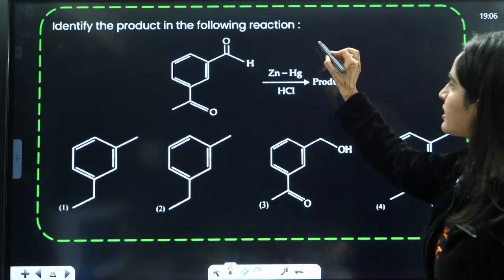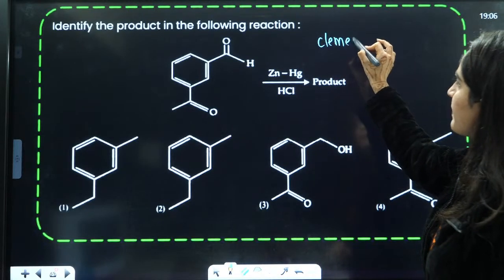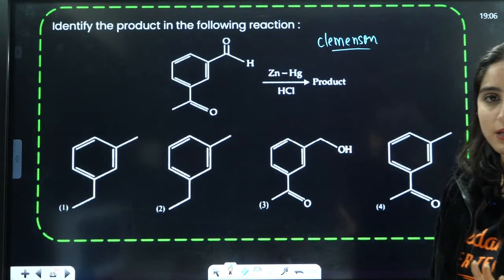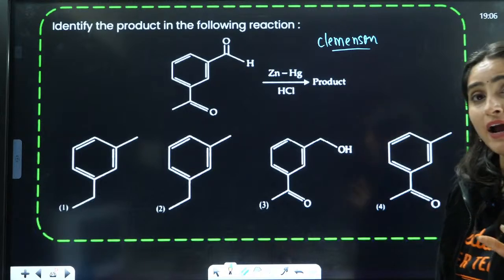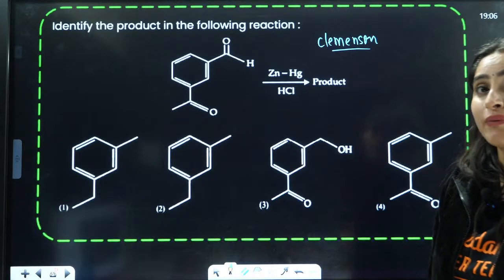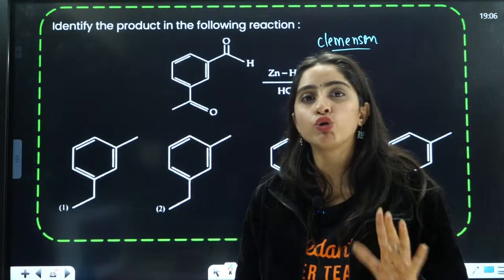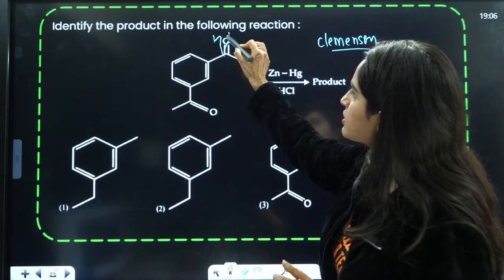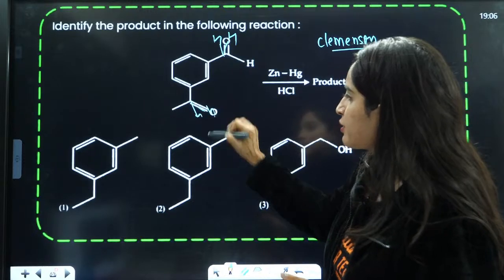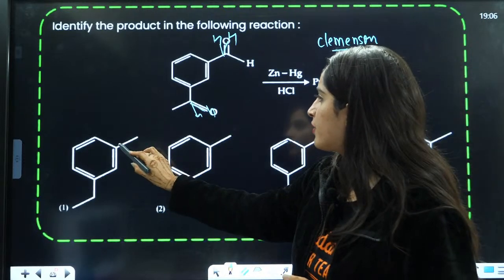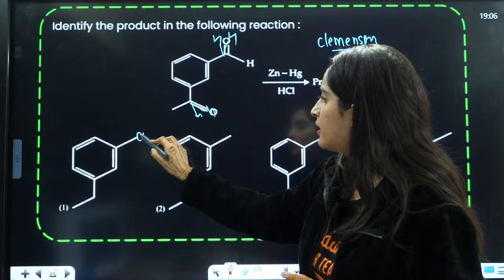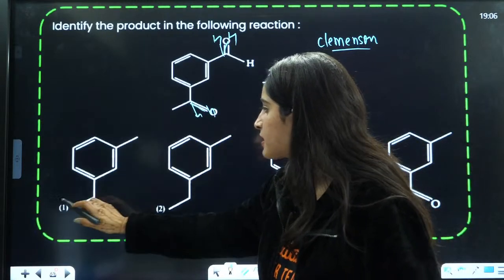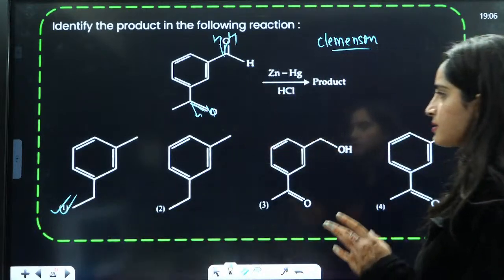That is Clemmensen reduction. Now I told you in Clemmensen, whether you have aldehyde or ketone, both of them will be converted to hydrogens. So here also you will have 2 hydrogens. So here you will have CH3 formed. And here CH2, CH3. That means first will be the correct answer.